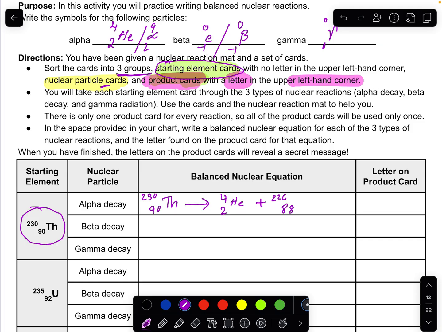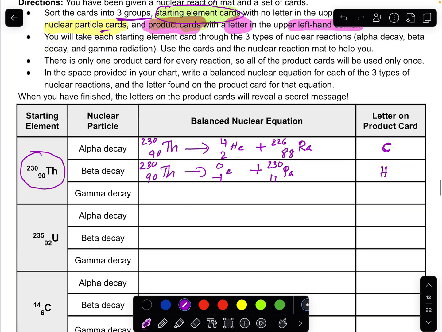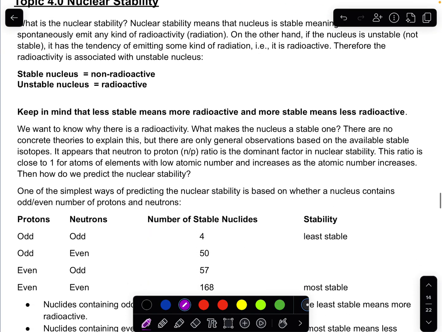Now use your periodic table to identify that element and look for the product card. The product card will have a letter. You are going to write that letter here. Same thing again, take another one, then just change the particle to beta, -1 0 e, and write the product. Then find that card and write the symbol there. Okay, continue, it is very easy.